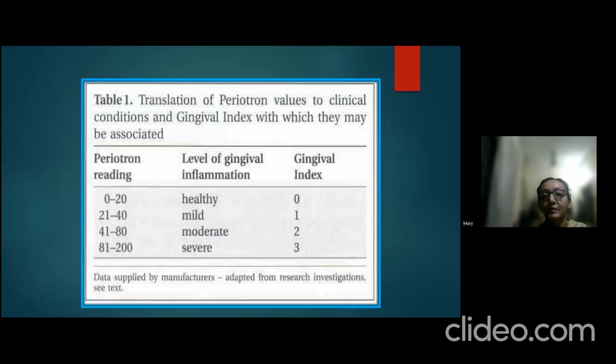So the translation of the Periotron values indicates the level of gingival inflammation and the gingival index. A Periotron reading of 0 to 20 indicates a healthy gingiva, and they assume that the gingival index is 0 in such cases. When the reading is 21 to 40, it indicates mild inflammation, and the gingival index is 1. When the reading is 41 to 80, it shows moderate gingival inflammation with a gingival index of 2, and 81 to 200 indicates severe gingival inflammation with a gingival index of 3.